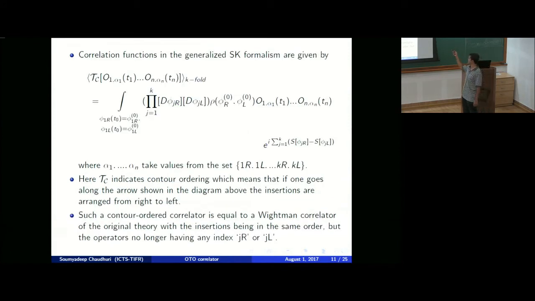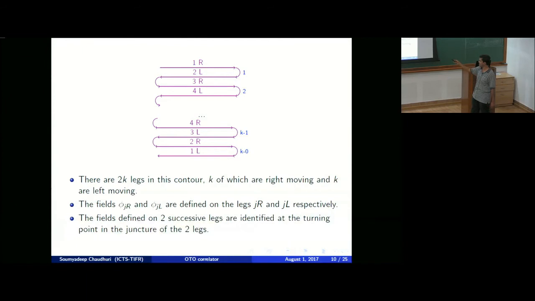So you can put insertions. Since you have 2k copies of fields, the operators O1, O2, ..., On also have 2k copies, because they are functions of these fields. So in this formalism you can calculate contour ordered correlation functions, where contour ordering means that you have an arrow along the contour. As you move along the arrow, if you encounter insertions, you put the first insertion that you encounter at the rightmost point, and eventually you go towards the left.